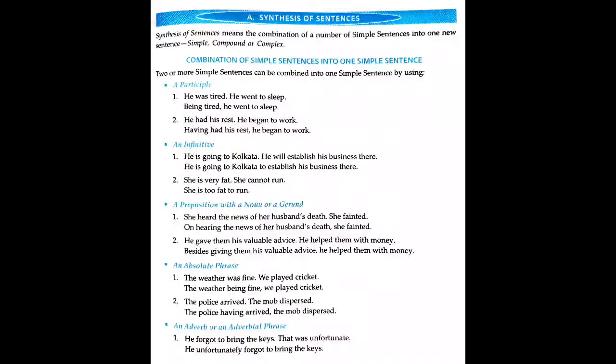Simple to simple sentence, there are six methods, six ways. We can do it with the help of a participle. Like, "He received a letter, he felt very happy." "Receiving the letter, he felt very happy." The present participle is -ing. Remember, participles, gerunds and infinitives are not real verbs. They are non-finite verbs. So if we change one of the verbs into a participle, your work is done.